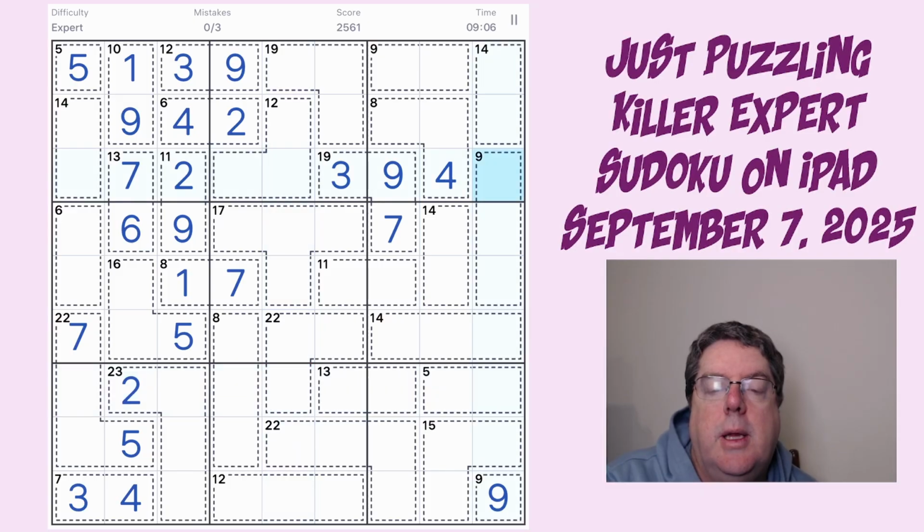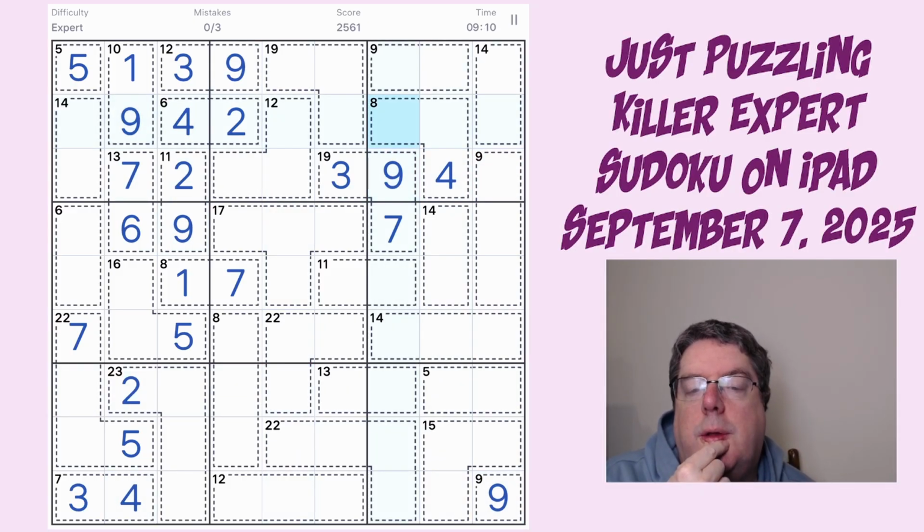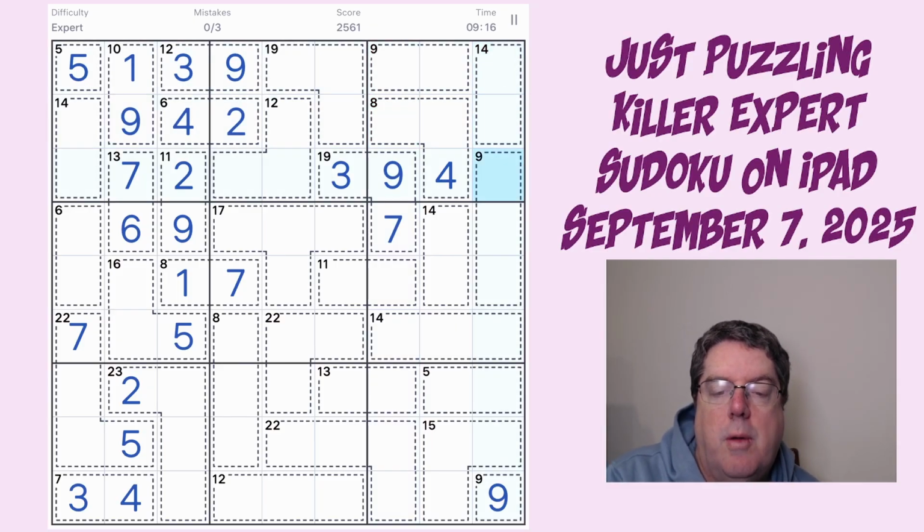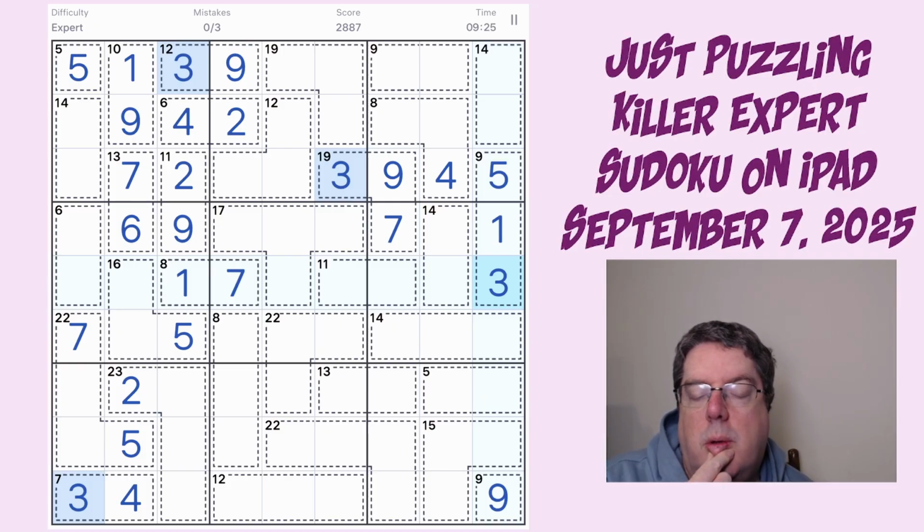Actually, I've got a spare cell here. So 9 and 8 is 17. Plus 9 is 26. That's 40. So that's going to be a 5, which means this is 1 and 3. Because of this 1 here, this is the 1. And this will be the 3. So, okay.